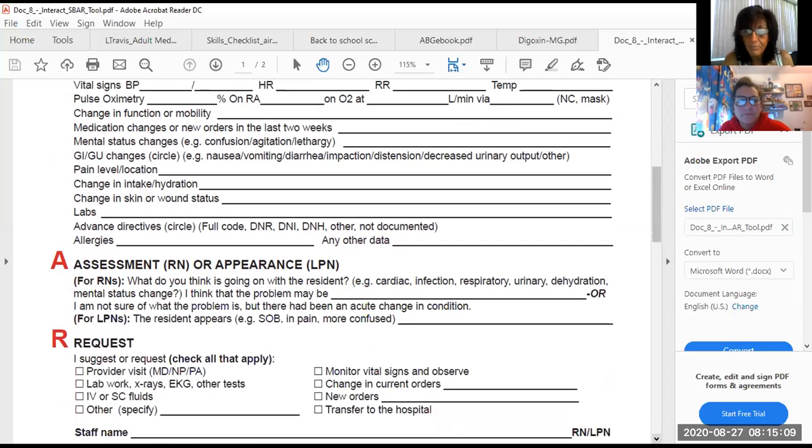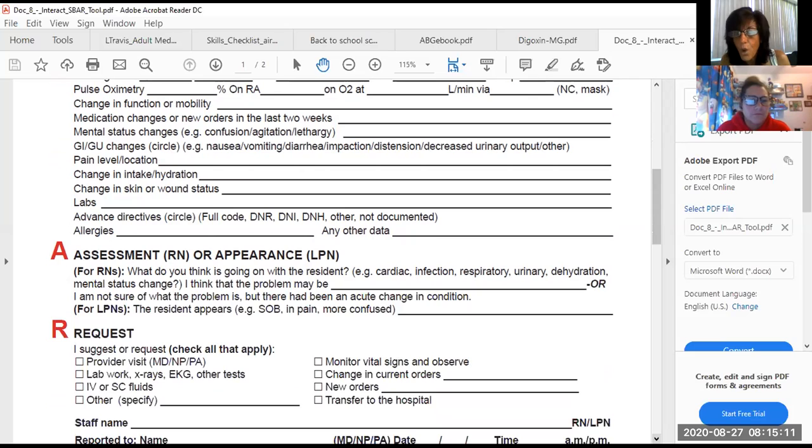And then assessment. What do you think's going on? What do you want from me? If you're calling the doctor, you have a clue in your mind, hopefully, about what's happening. And so you're calling because you want something from me that you can't do. You can't write an order for labs independently, so you're calling me because you want to check something. She started digoxin, and all of a sudden she's complaining of blurred vision. You're like, oh, I think she's dig toxic. Can I get a dig level?